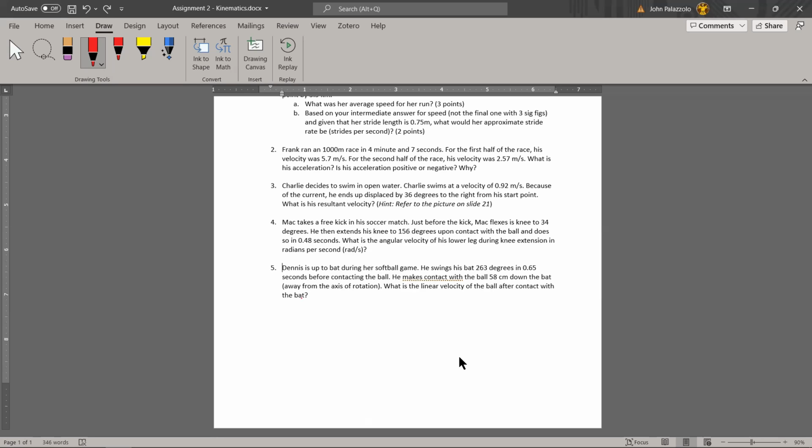So this is something we talked about in our angular and linear kinematics, and this equation is on the cheat sheet, I think, for the second and third exam. I think you can find this. But if we're converting angular velocity to linear velocity, we say that the linear velocity is equal to the angular velocity multiplied by a radius, the radius of that swing. I gave it to you right here, 58 centimeters.